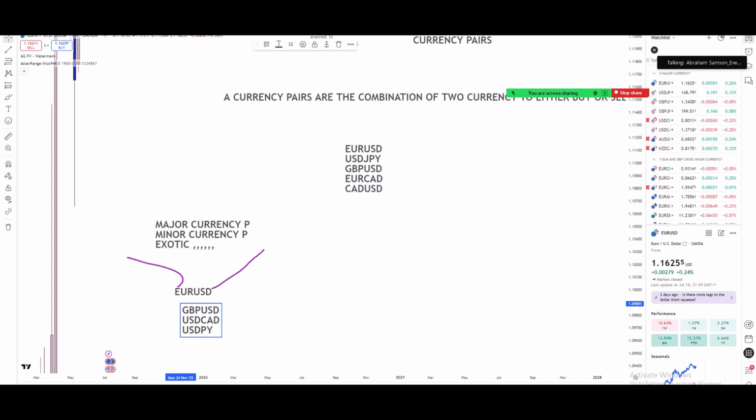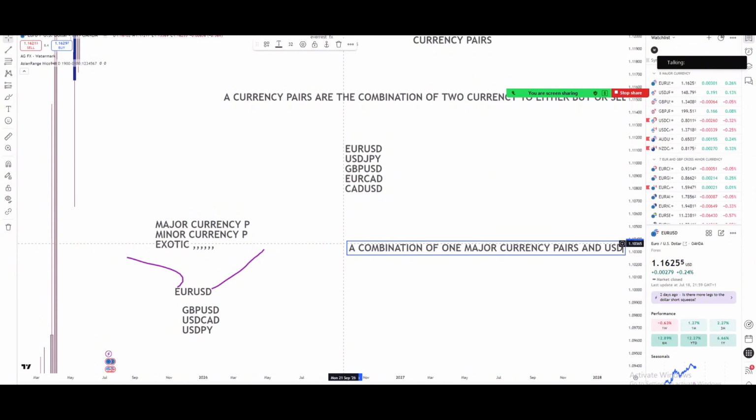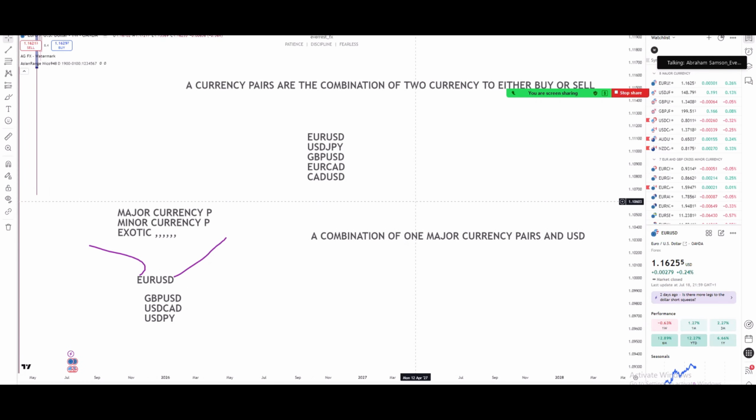So I'm going to be sharing my notes in the group so that you guys can copy. But just know that a major currency pair is a combination of one major currency and USD. That is what a major currency pair is.